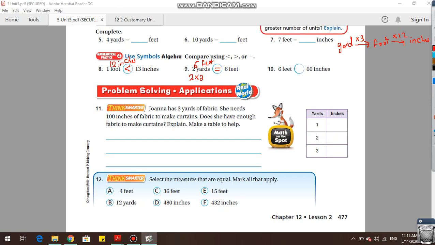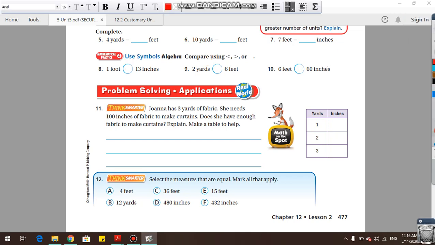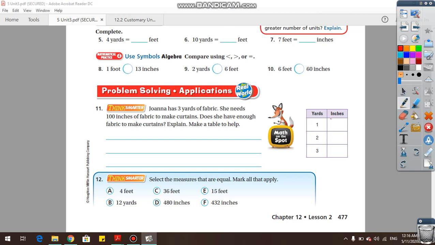Now 6 feet and 60 inches. Again, I'm gonna change the feet into inches. From feet to inches, I'm gonna multiply by 12. So 6 times 12. 6 times 2 equals 12. 2 and carry up 1. 6 times 1, 6 plus 1, 7. So 72 inches and 60 inches, which is greater? 72. Okay guys, now number 11.